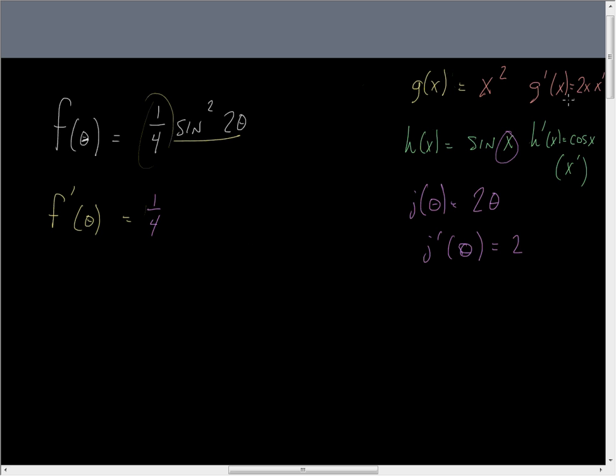That's what this looks like over here. This is the structure of it. So it's 2 sine of 2 theta times the derivative of the inside thing, which is sine x, or sine 2 theta. Okay, so there's the structure. The derivative of that is cosine 2 theta, times the derivative of what's inside. The derivative of 2 theta with respect to theta is just 2.